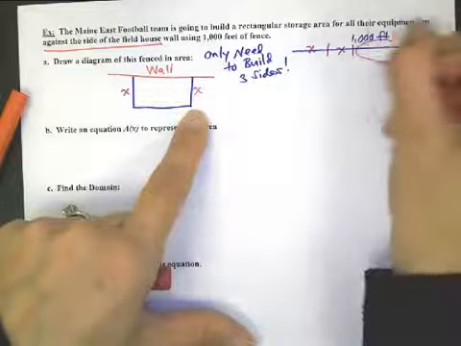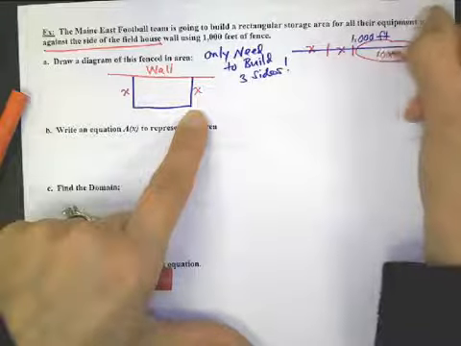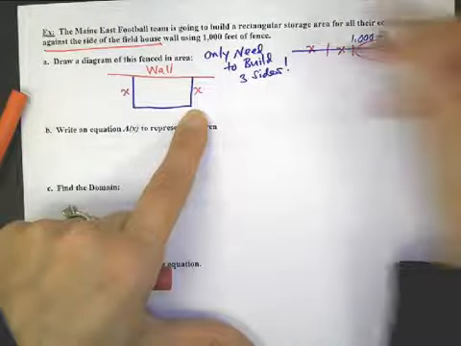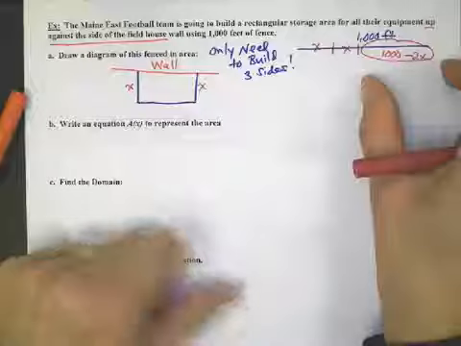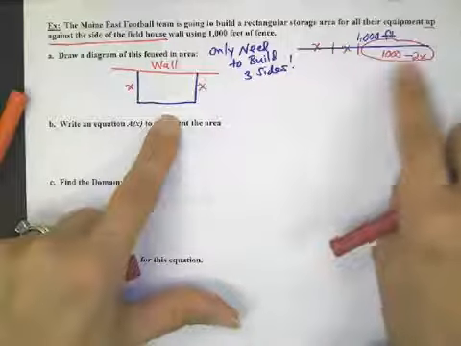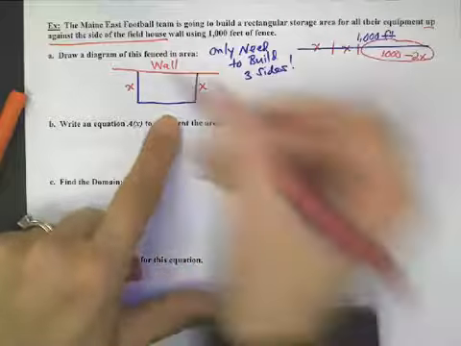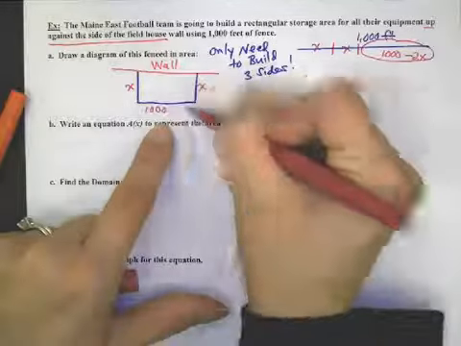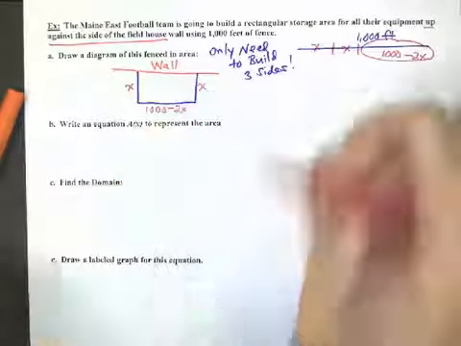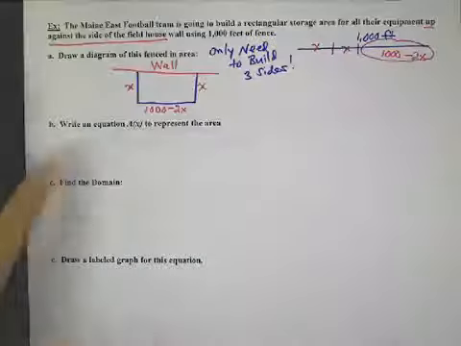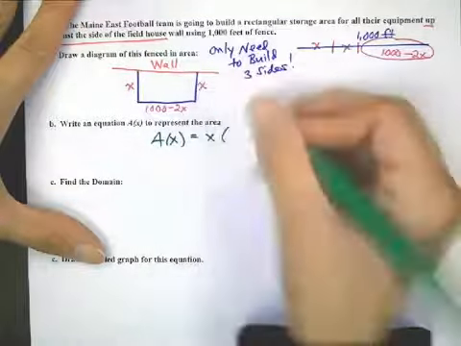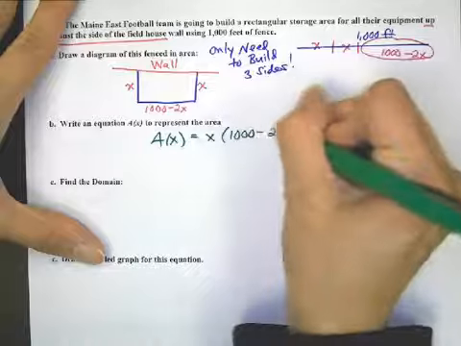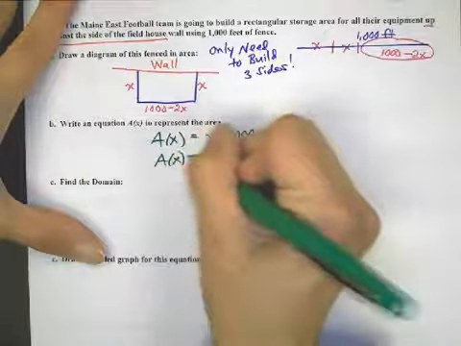Okay, now stop and ask yourself, how much fence do we have left? We have 1,000 minus, we've already used 2 X's. So what are we going to do with that piece that we have left? I only need to build 1 more side. So do I divide it by 2? No, not this time. You just take whatever piece of fence you have left and you use it on the 3rd side. Okay, write an equation A of X to represent the area. A of X equals, since it's a rectangle, we'll do base times height or length times width, whatever you want to call it there. And then we're going to go ahead and distribute.